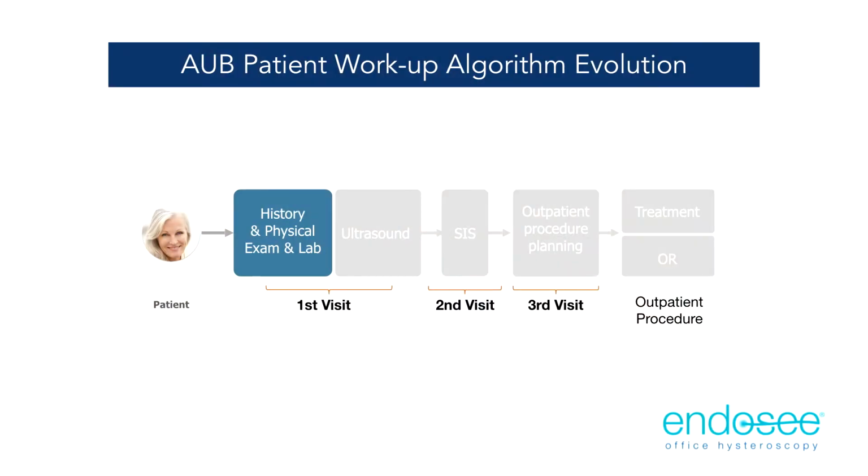My algorithm for working up patients with abnormal uterine bleeding would consist of a thorough, detailed history and physical examination, a lot of times laboratories to go along with that to determine if there was any hormonal imbalance that might be leading to her abnormal uterine bleeding, and then a detailed, targeted physical exam in these patients.